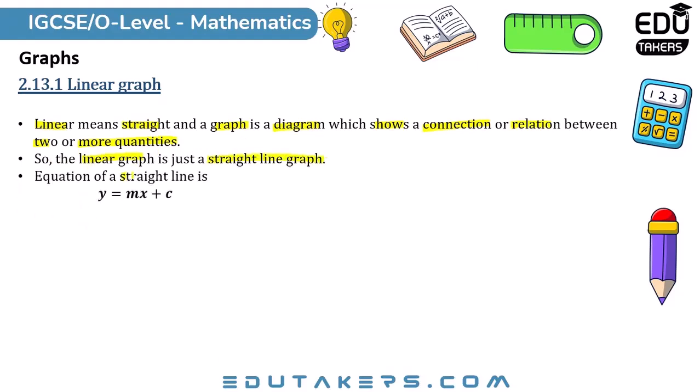Equation of a straight line is y equals mx plus c, where m is the gradient and c is the y-intercept of the graph.